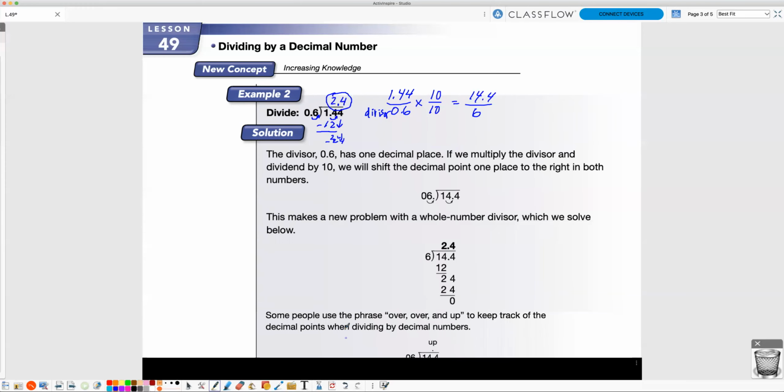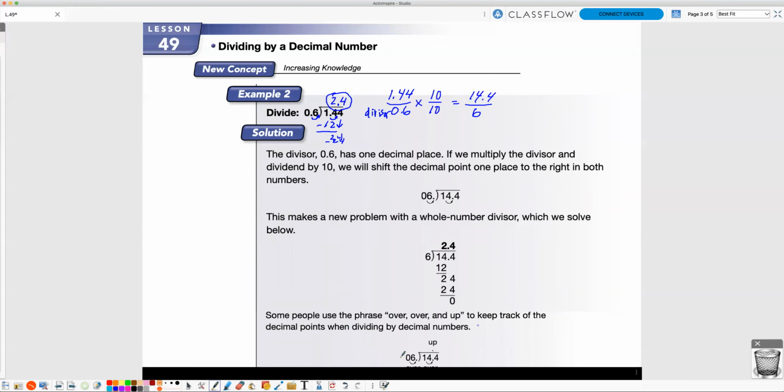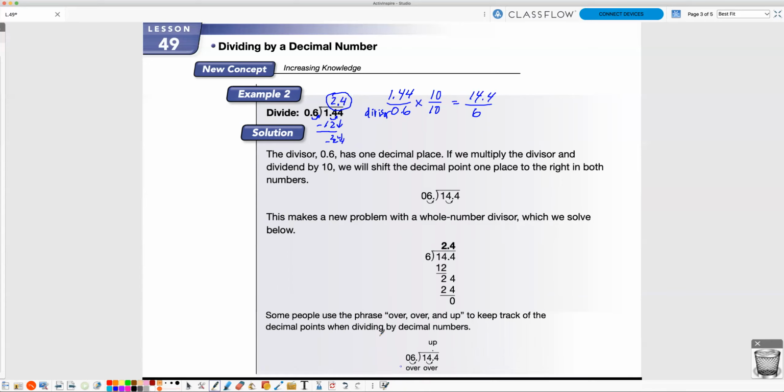Some people use the phrase "over, over, and up" to keep track of the decimal points when dividing by decimal numbers. Here was the original position of the decimal. We moved it over. We have to move this one over because it slammed up against the wall here. Now it's a whole number. So this one had to be moved over, and then it went straight up. So they just said over, over, and up.